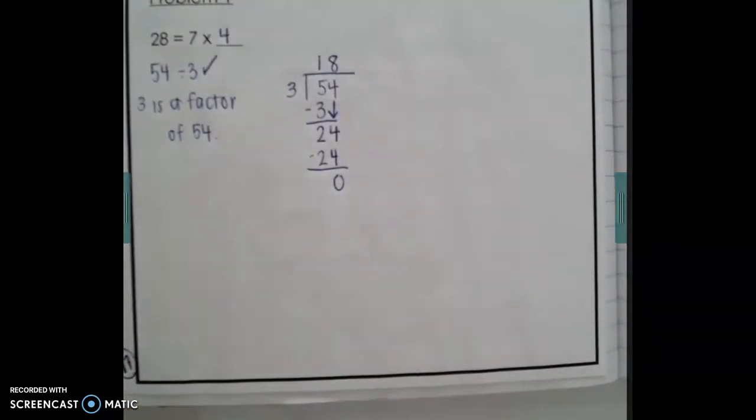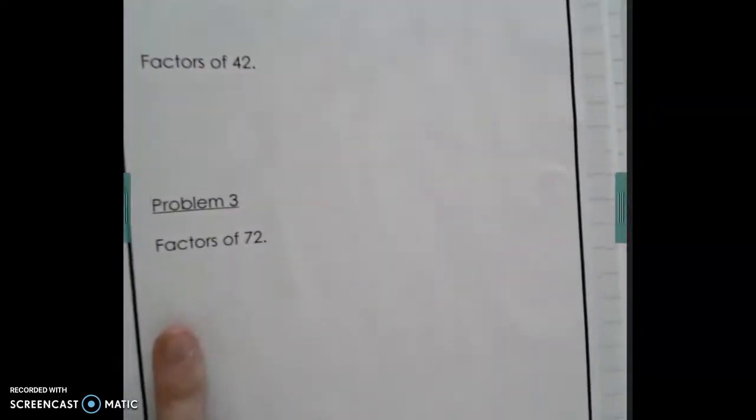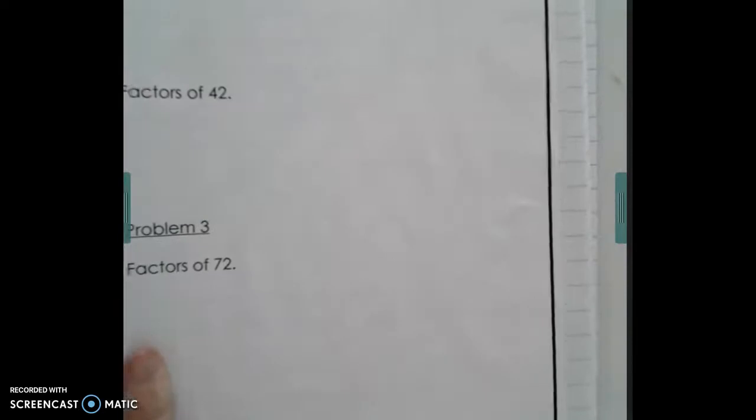Okay, let's go to our next problem, and we'll look at some factors of 54. On here, we're going to try to figure out what numbers can go into 54.